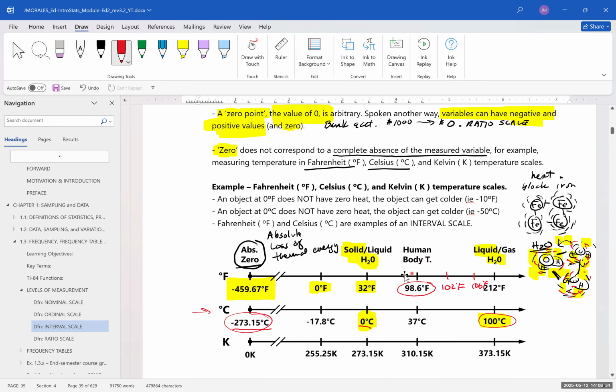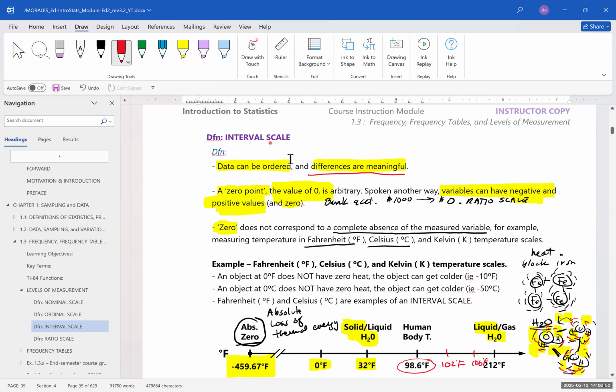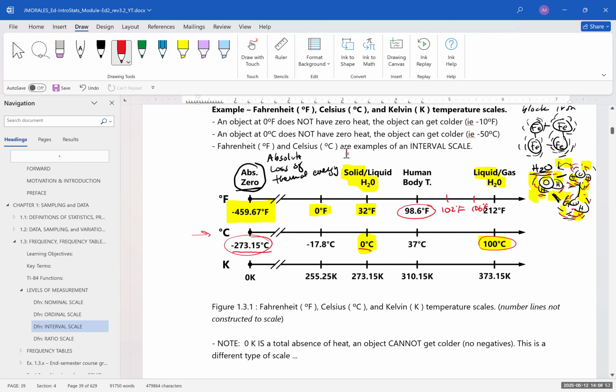Likewise, if the temperature goes down to freezing, you can also feel that difference. The same is true with degrees centigrade. Degrees Fahrenheit and centigrade are examples of interval scale, because not only do you have zero in them, but you also have negative values in those scales.